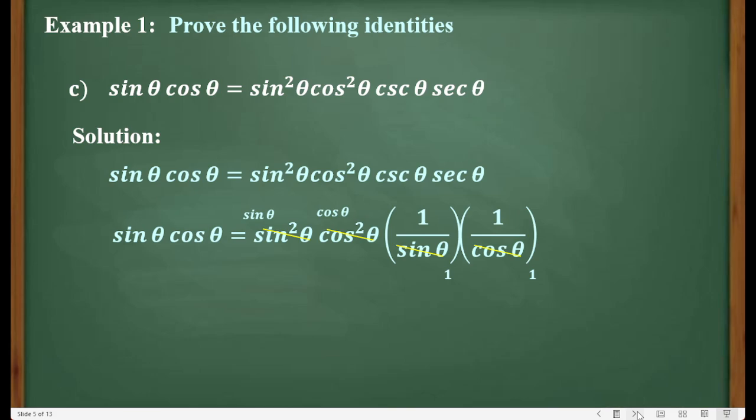So what will remain on the right side will simply be what? Sine theta cosine theta, which is, at this point, we have just proven that this given equation is an identity.